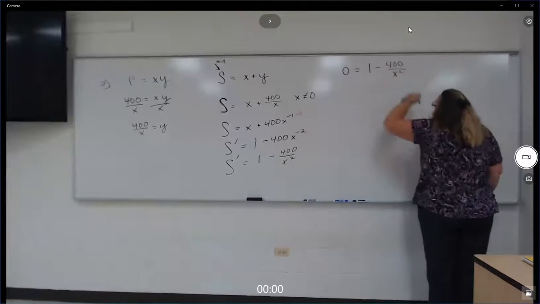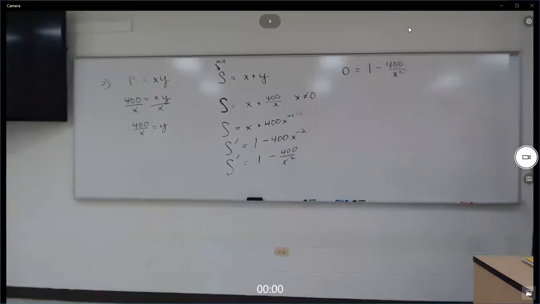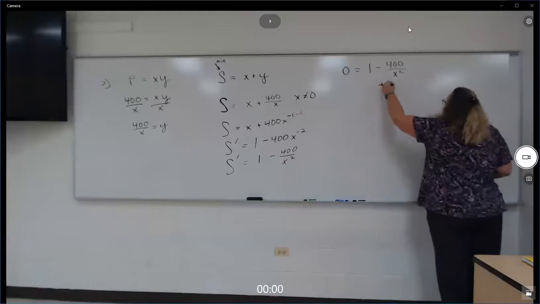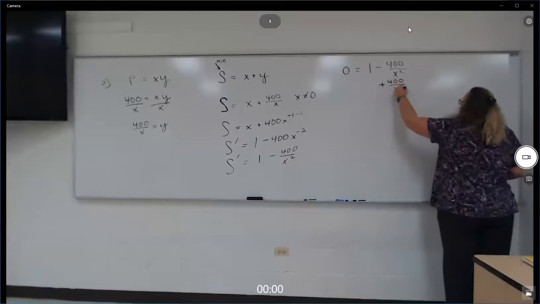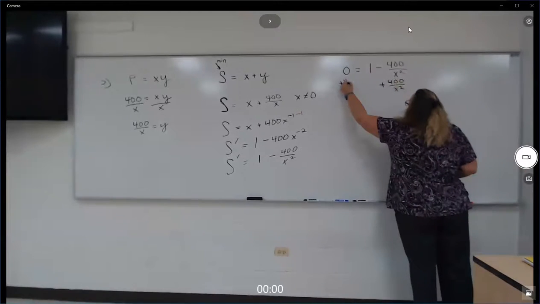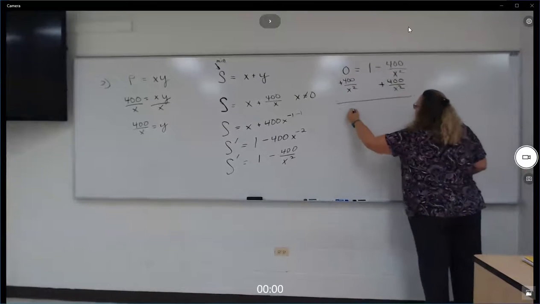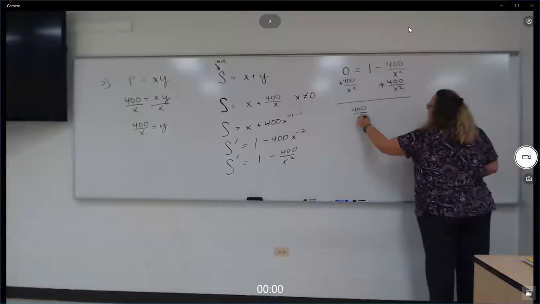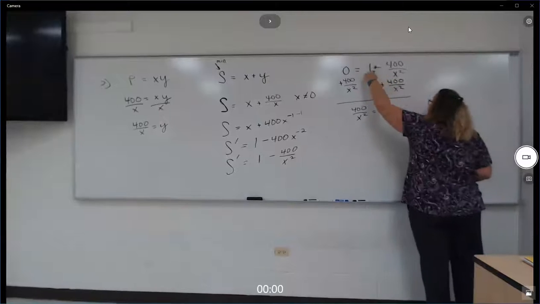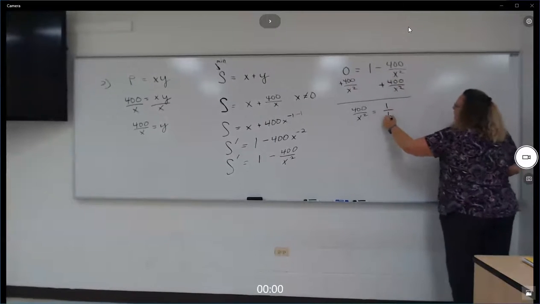I kind of like leaving it like that. There's different ways to solve this. I would probably just add 400 over x squared because it was negative. So now you have 400 over x squared equals 1, or I can even write it as 1 over 1.